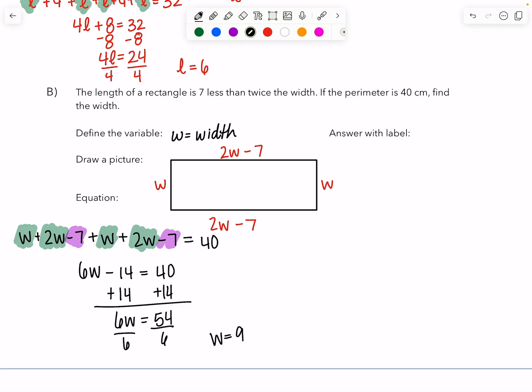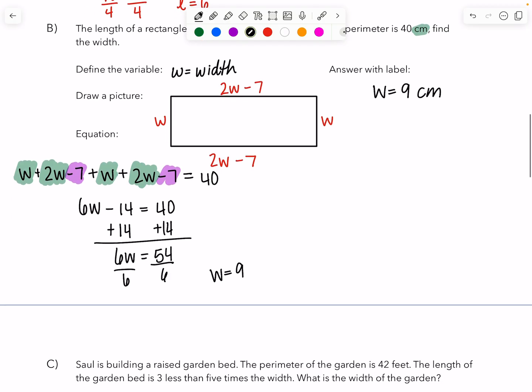Okay, so we need to write our answer with labels. Right here, it told me centimeters, cm. So W equals 9 centimeters. Okay, I will be taking points off if you do not include labels. So it is important that you are identifying your labels.